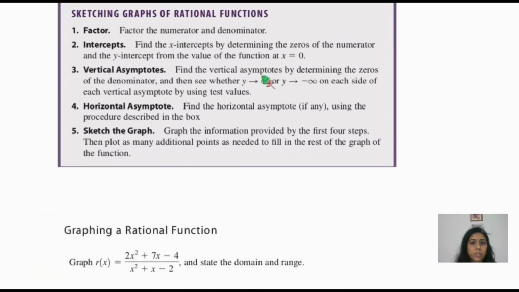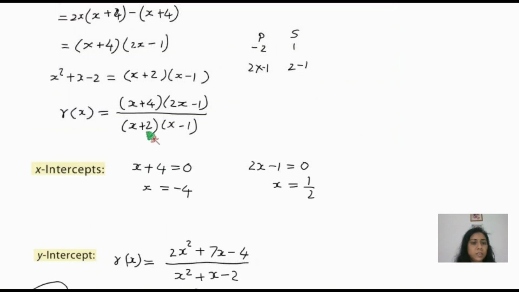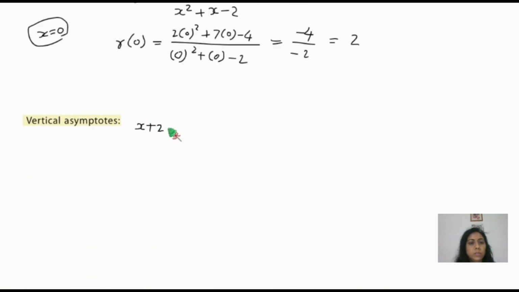Okay, now find the vertical asymptotes. For this we have to find the zeros of the denominator and then check this. Your denominator is (x + 2)(x − 1), so x + 2 = 0 and x − 1 = 0. So x is equal to −2 and x is equal to 1. These lines are the vertical asymptotes.